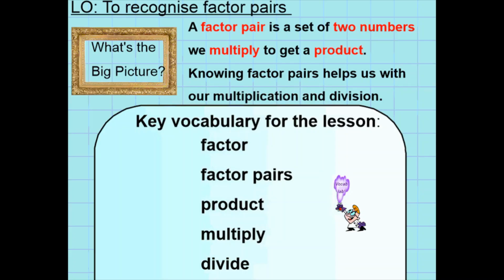In today's lesson, we're going to be learning about factors, and our learning objective is to recognise factor pairs. Well, a factor pair is a set of two numbers that we multiply to get a product. We'll look at those words later on in the lesson. But what's the big picture? How can this help us? Well, knowing factor pairs helps us with our multiplication and division. And some of the key vocabulary that we will be using in this lesson will be factor, factor pairs, product, multiply, and divide.